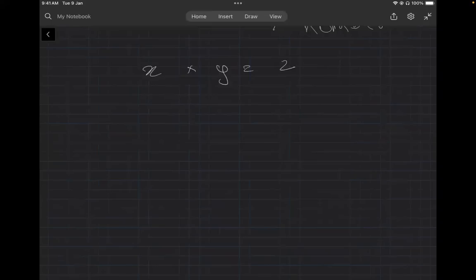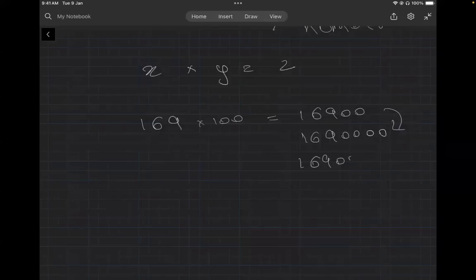Okay. So 169 is a square. If I multiply this by 100, 100 is 10 square. So 16900 will also be a square. Similarly, 1690000 will also be a square because I'm multiplying this by 100. Similarly, 169000000 will also be a square. Does this make sense, guys?